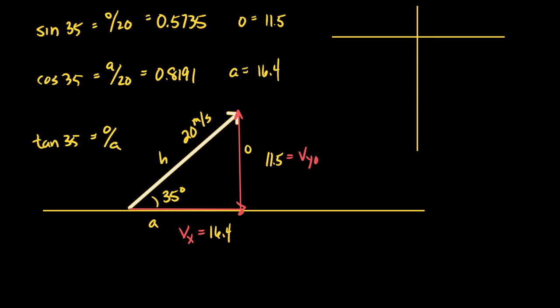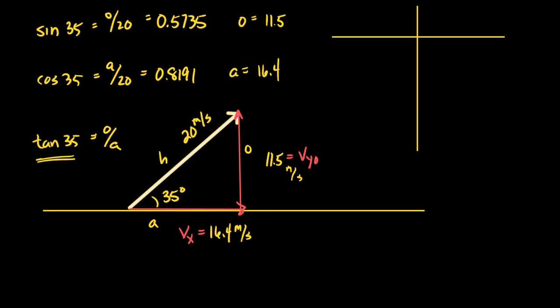The 16.4 stays the same. That is the horizontal velocity, so it stays the same. And the vertical one is the one that's going to be acted on by gravity. Now, technically, this is meters per second. This is meters per second. And technically, you could check your answer. You could do 11.5 divided by 16.4 and see if it is tangent 35. I promise it will be.